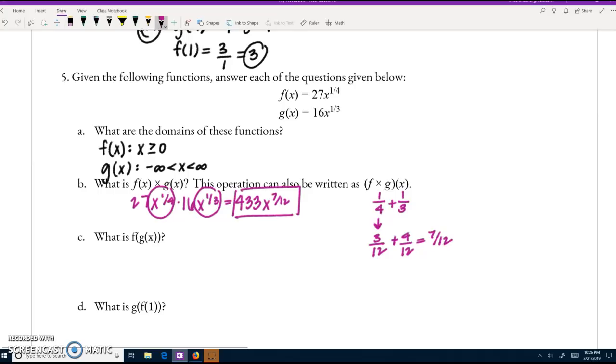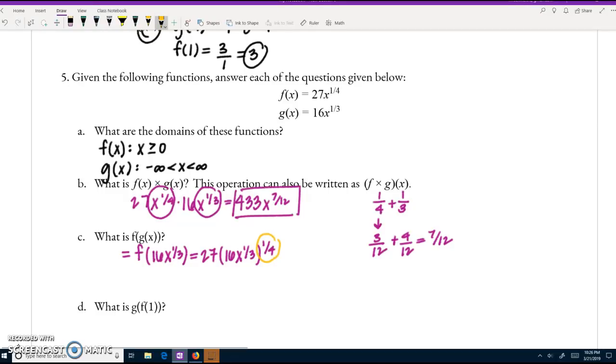Then I have a function composition in part C. It asks me, what is f of g of x? So that is the same thing as saying f of 16x to the 1/3, which is the same thing as fully replacing the x in the f function with 16x to the 1/3. And I'm going to raise that to the 1/4 power. So let's see how this simplifies.